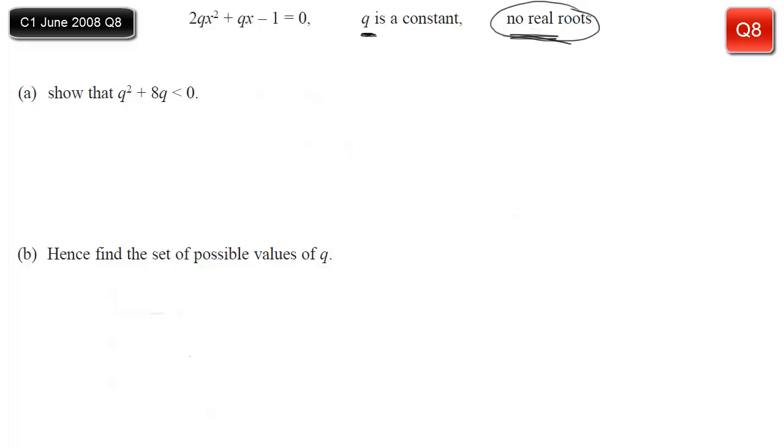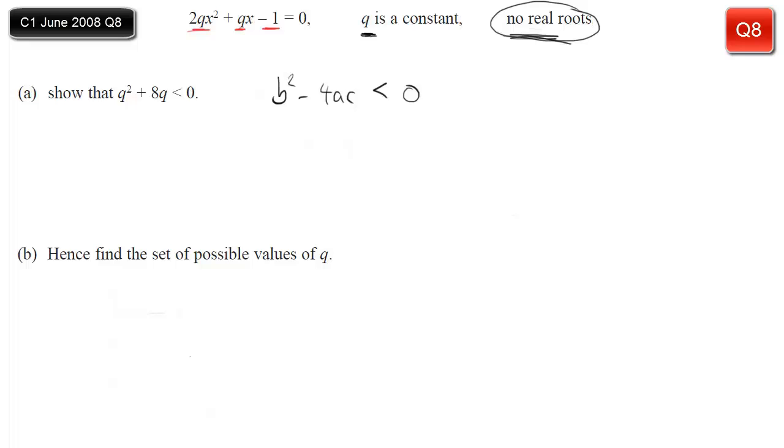Imagine doing your quadratic equation via the formula. You'd have to square root the discriminant, and if you can't square root the discriminant, you can't solve it. So that means if it's negative. So we're dealing with a discriminant b squared minus 4ac being negative. It must be less than 0. In this case, my a is 2q, my b is q, and my c is minus 1.